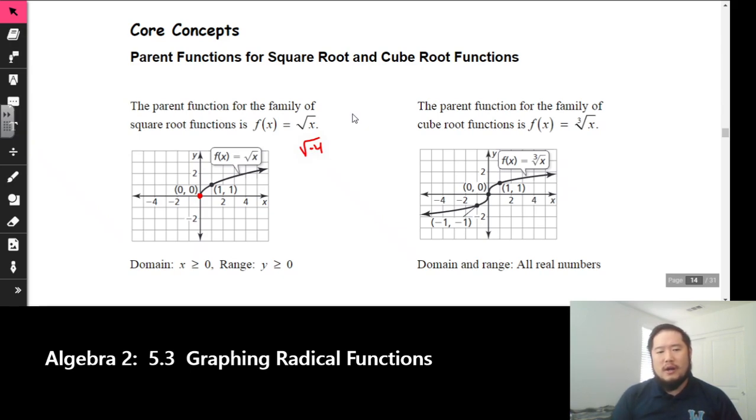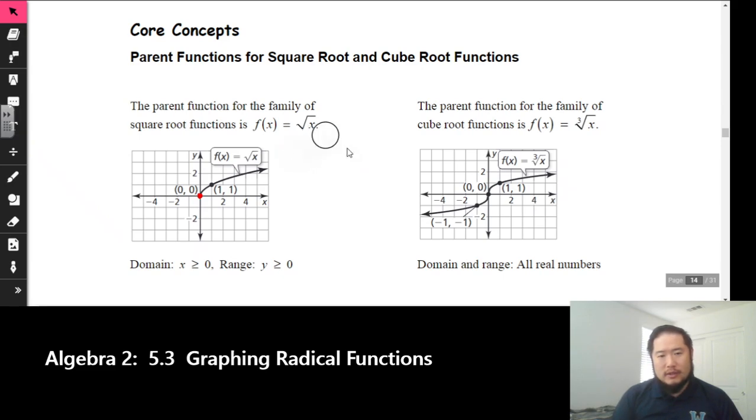So therefore, at 0, it's okay, right? If I plug in 0 for x, where do I get? 0, 0. That's where we got 0, 0. I plug in 1 for x, the square root of 1, I get 1. There's our point, 1, 1. But once I start plugging in negative numbers, that is no good.